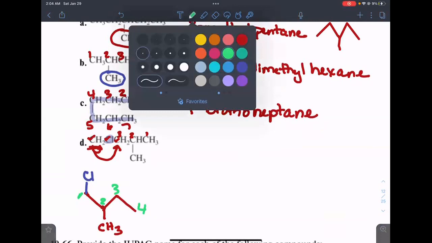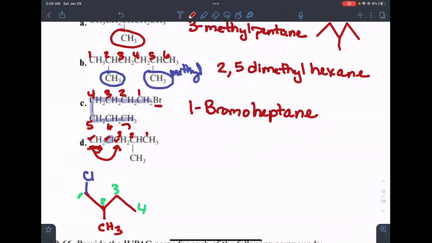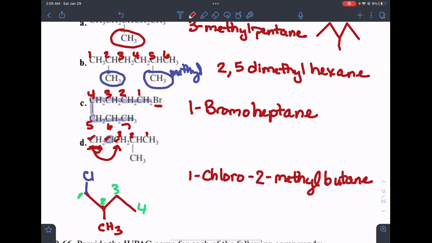So now we're going to go ahead and name it. And we're going to say that this is 1-chloro. And then we have a 2-methyl. And then because it's 4, it's bute. And it's carbon-carbon single bond, so it's butane. 1-chloro, 2-methyl butane. Did I do that right?